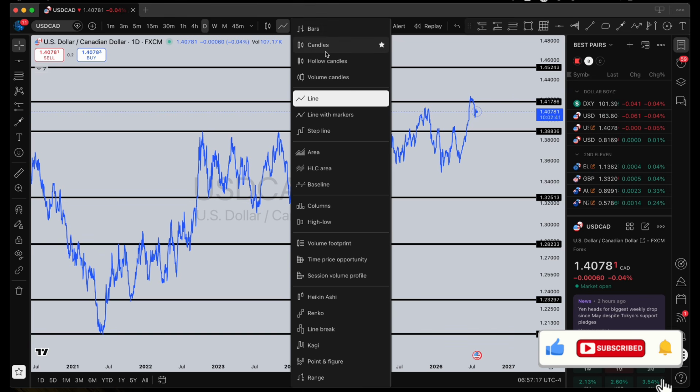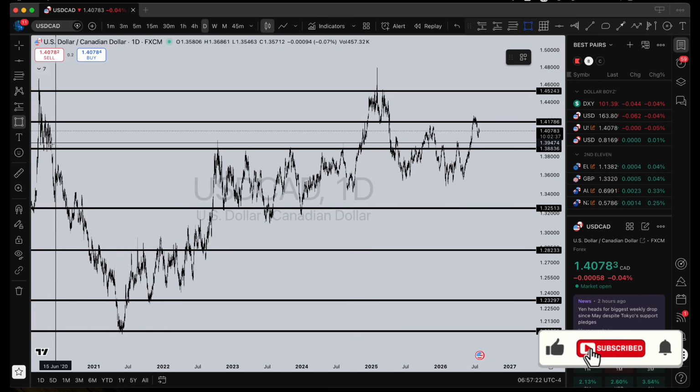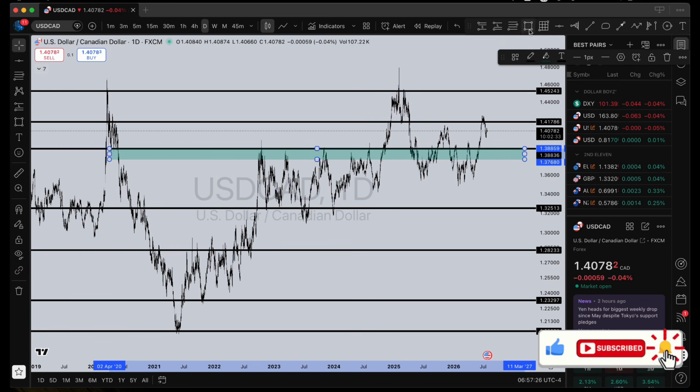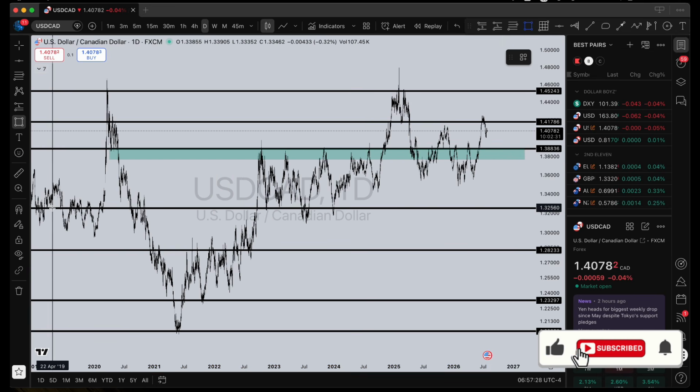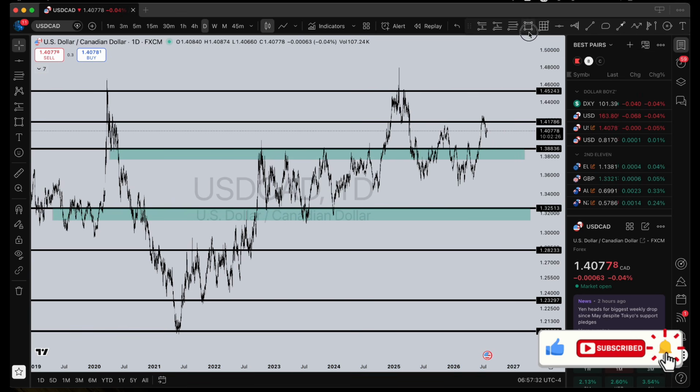From line, I change it back to candles. Then I mark the zones like this. So you can mark the zones like this. Look at it. This is a support level. If price is above the area, it is support. If it's below, it is resistance.